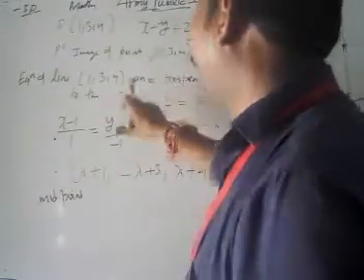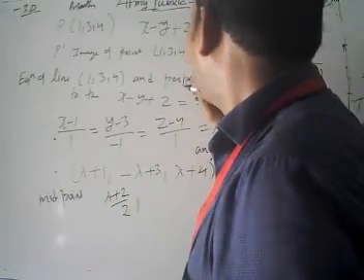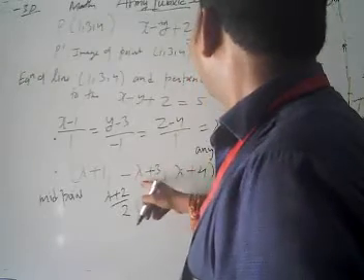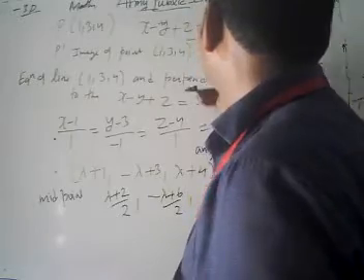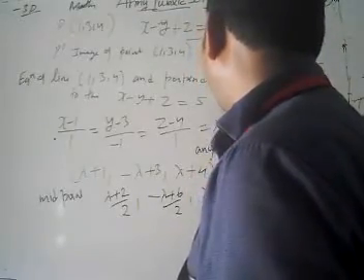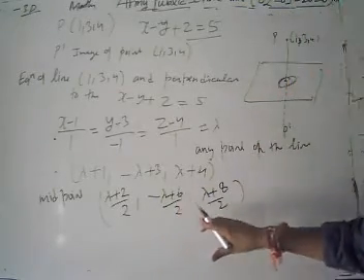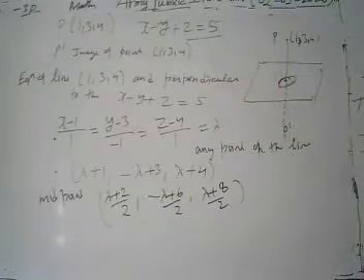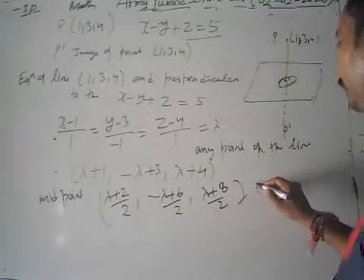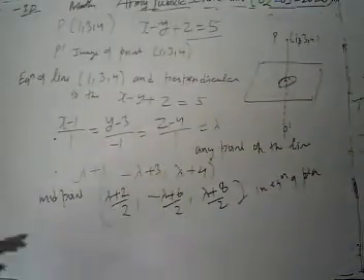It's lambda plus 1 by 2, means lambda plus 2 by 2. Then minus lambda plus 3, means minus lambda plus 6 by 2. Then lambda plus 8 by 2. Now this point has to satisfy the equation of this plane. Then we are going to put the values lambda plus 2, minus lambda plus 6 by 2, and lambda plus 8 by 2 in the equation of the plane.